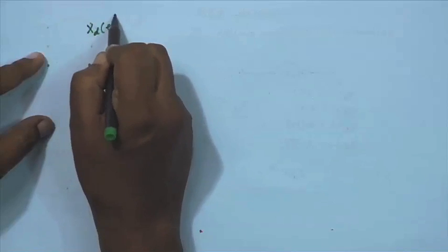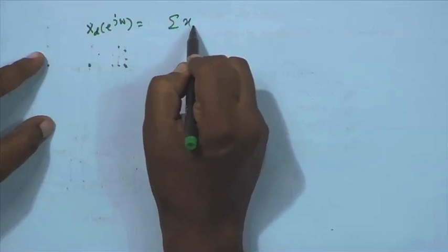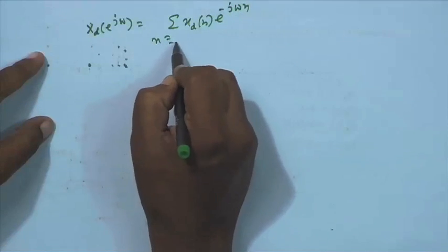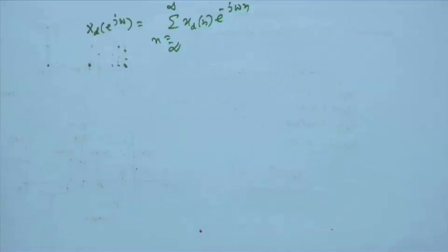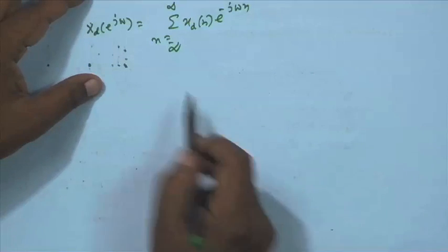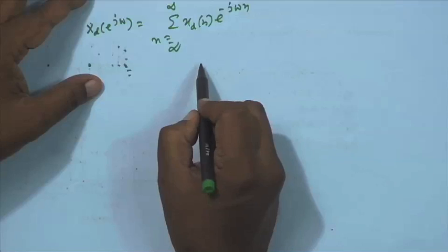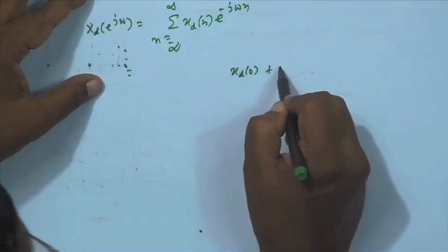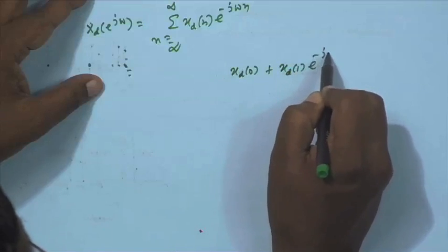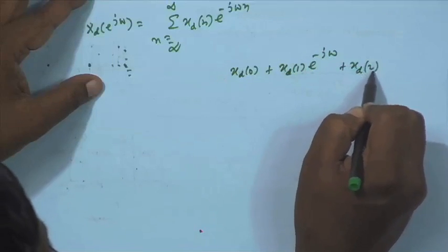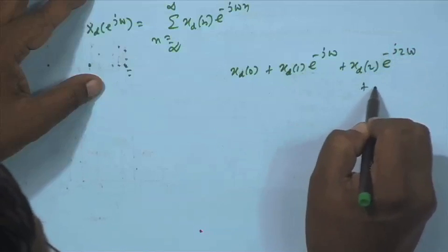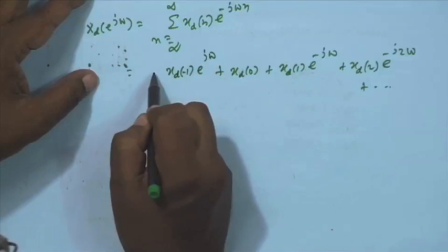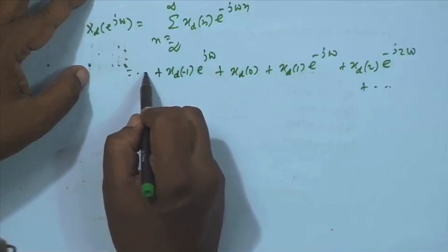Xd of e to the power j omega means, by the DTFT formula for xd[n], and I am doing it for the DTFT, the same approach extends to the more generalized case of the Z transform. Now, you see xd 0 into e to the power 0, then xd 1 e to the power minus j omega, xd 2 e to the power minus j 2 omega, and so on, and on the left hand side xd minus 1 e to the power plus j omega, and so on.